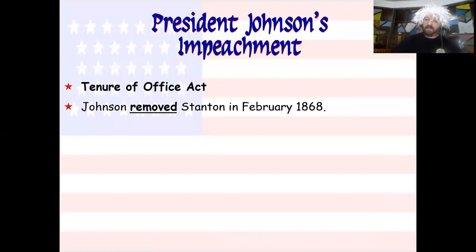So by the Tenure of Office Act, he was violating the law. So technically speaking, if you violate the law as president, you can be brought up on impeachment charges. Okay. So in that sense, the impeachment of Johnson by the House, because that's how the impeachment process works.